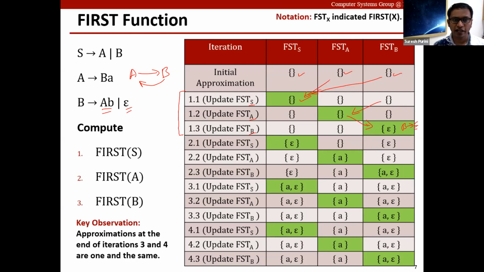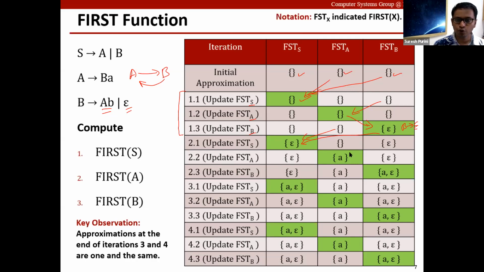Now we go to the second iteration. In the second iteration, again, while computing first of S, we use the latest estimate of first of A, which is this, and the latest estimate of first of B, which is this. When we union them together, we include epsilon in the first set of S.